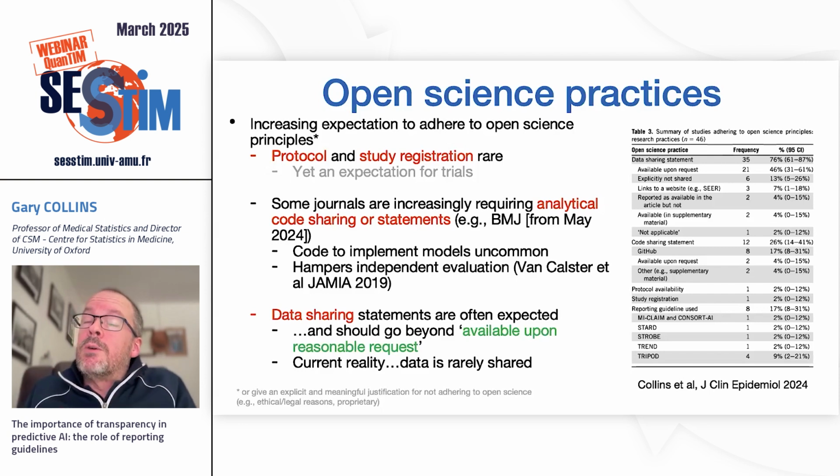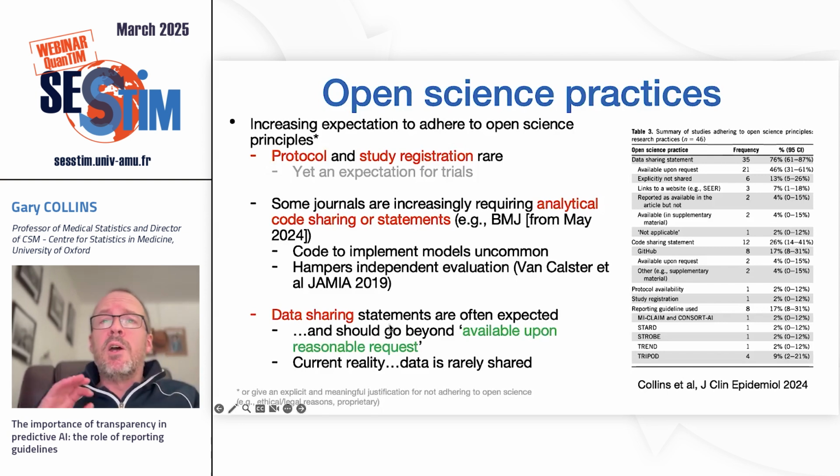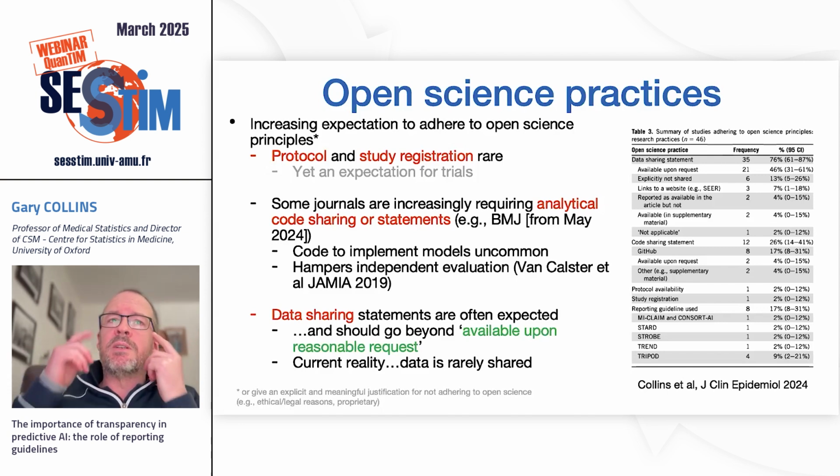If we're doing a clinical trial or a systematic review, there's an expectation that you have a protocol or you've registered your study somewhere. I think we should have those expectations in predictive AI as well, increasingly so. Journals are increasingly asking you to share your code or your data. The BMJ from 2024 now asks you to share your code or make a statement about its availability. And as I've already said, data sharing should go beyond saying your data is available on request.